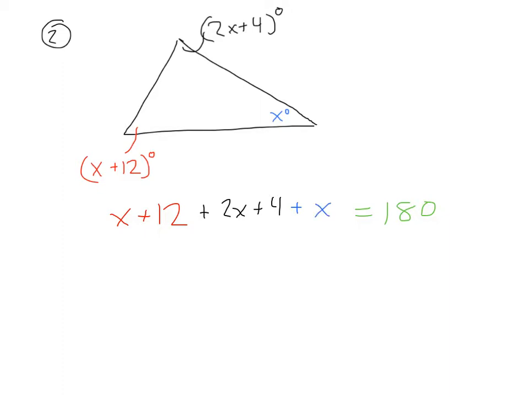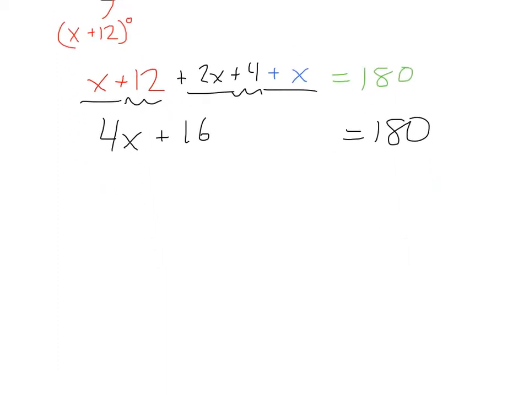So how would you solve? Well, at this point, we need to combine like terms on the left side. So I have an x, a 2x, and another x. All those things combined would get me 4x. Then next I'd have the 12 and the 4. So 12 plus 4 is 16. And again, that all equals 180. So if I were to solve, I need to subtract 16 from both sides first. That would get me 4x equals 164.